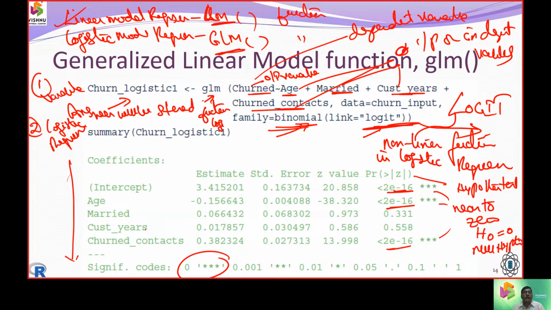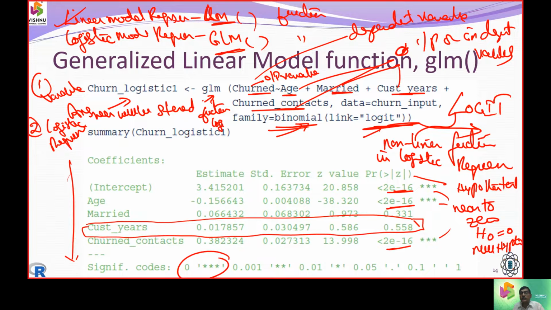But when you say contact customer years, this value is a little bit fishy here. The reason was it was showing 0.5. So it is towards 1, which is not fitting in the null hypothesis. So we have to reject the null hypothesis and accept the alternate hypothesis. But in the earlier cases, we can accept the null hypothesis.